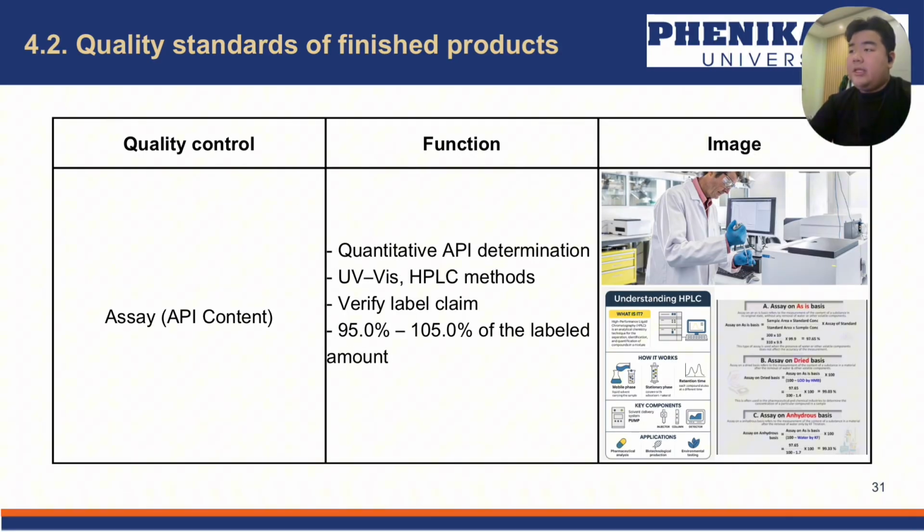Lastly, we have the assay test. This test measures the exact amount of active ingredient in the tablet. Methods such as UV-visible spectrophotometry and HPLC are commonly used. The results must match the label claim, usually between 95 and 105%. This test is very important to ensure both drug quality and patient safety.